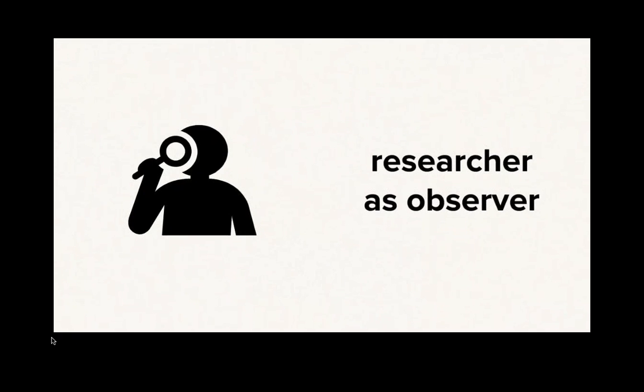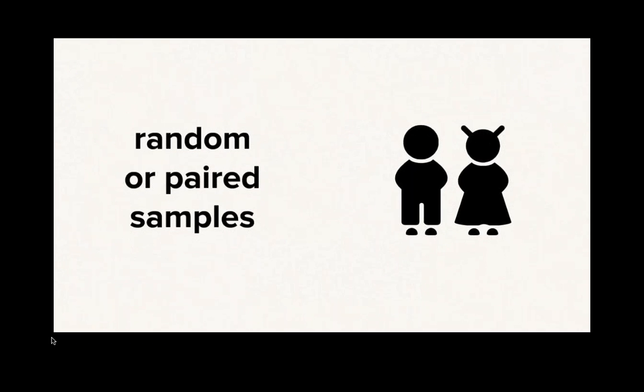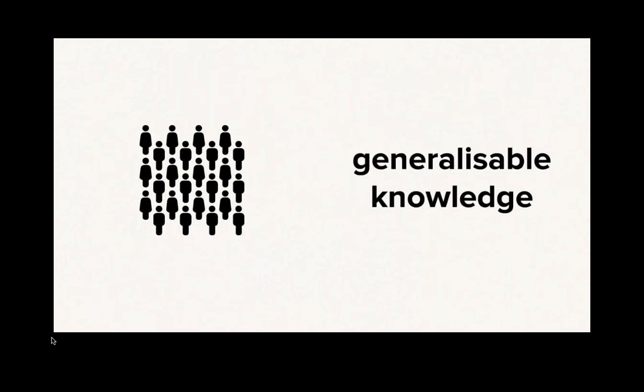In traditional research, the researcher is an outside observer. In action research, the researcher is also a participant in the research. Traditional research is often conducted with a random or paired sample of students. In action research, the population studied is the individuals in the practitioner's context, typically the students in their class.